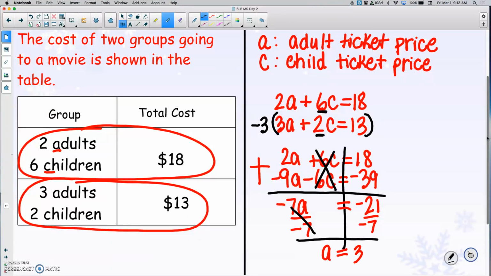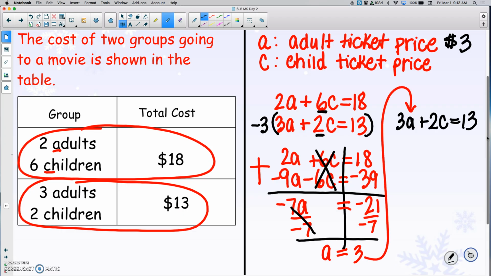So the adult ticket price is a bargain, $3. Now, to find the price for each child, I can go back to either of my equations. I choose the bottom one because it has smaller numbers. So I'm going to go back to this one. A is equal to 3. So I'm going to put my 3 in for the letter A, like this.